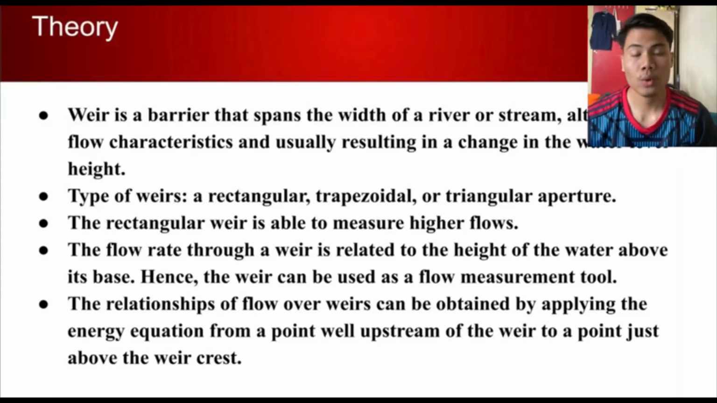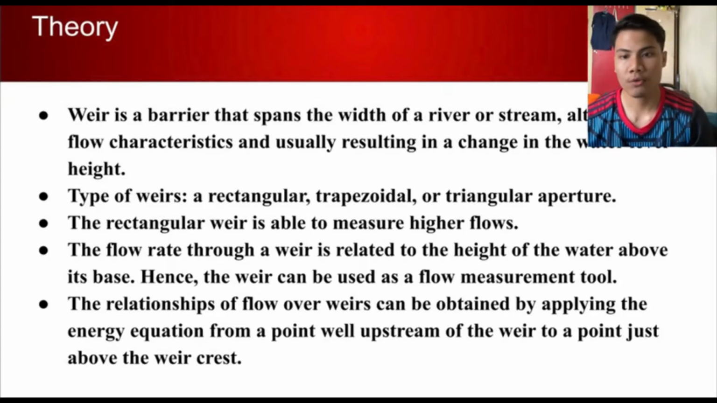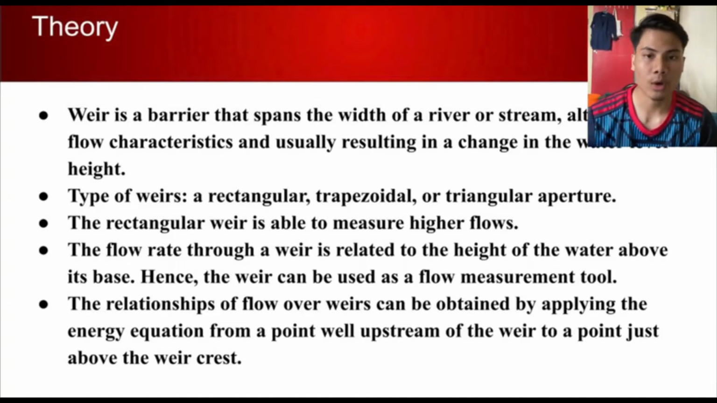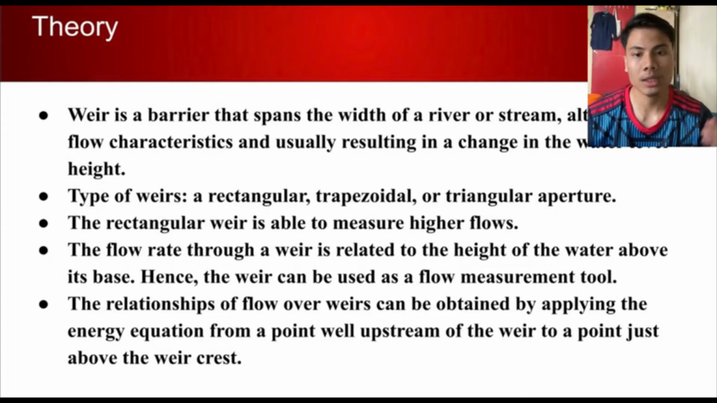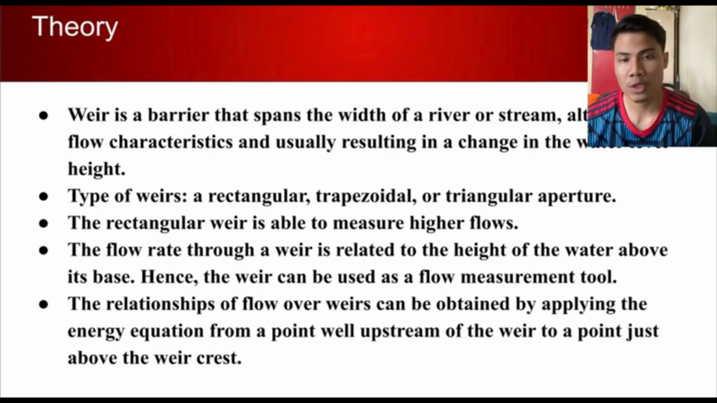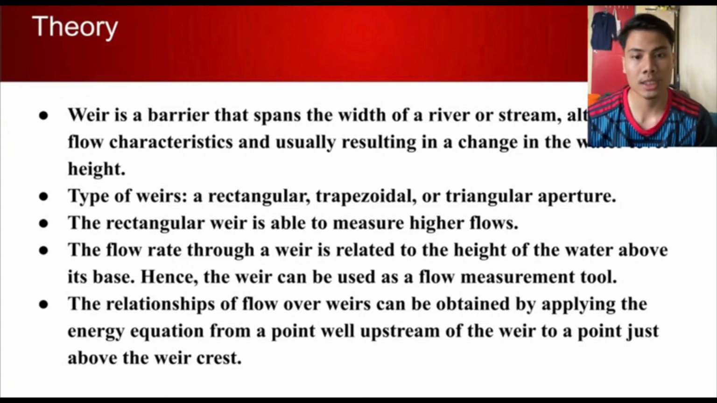Okay, so what is a weir? A weir is a barrier that spans the width of a river or stream, which then alters the flow characteristic, usually resulting in a change of the water level height. There are many types of weirs, for example a rectangular weir, a trapezoidal weir, and lastly a triangular weir. So for the report, we are going to choose a rectangular weir.